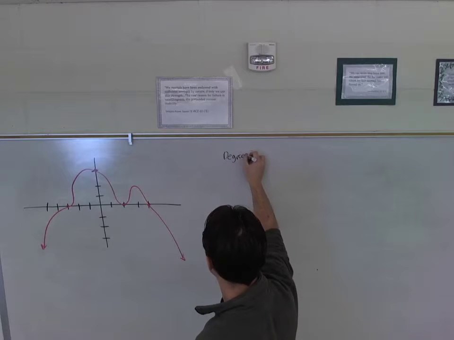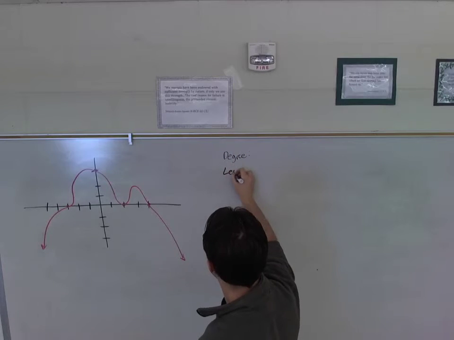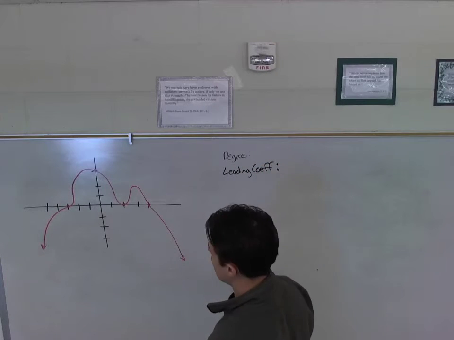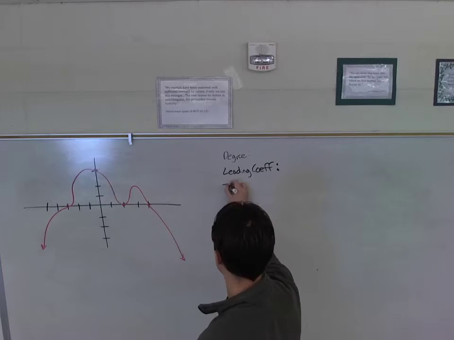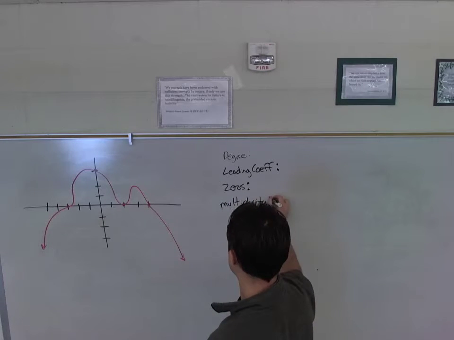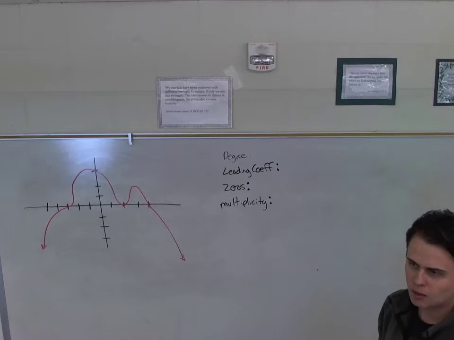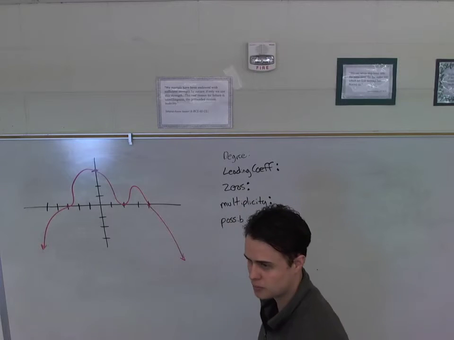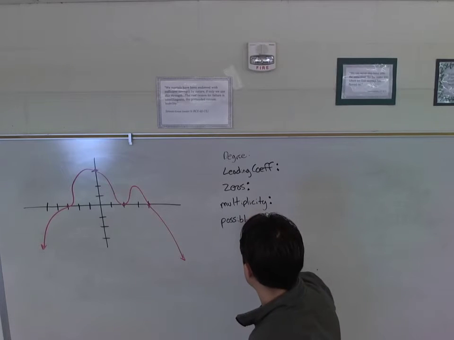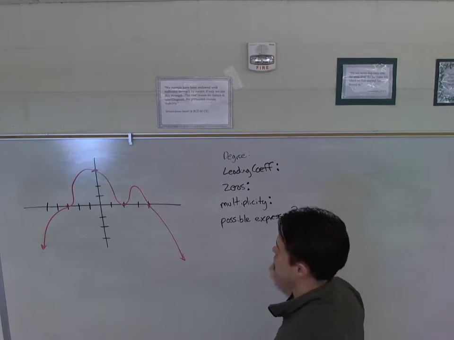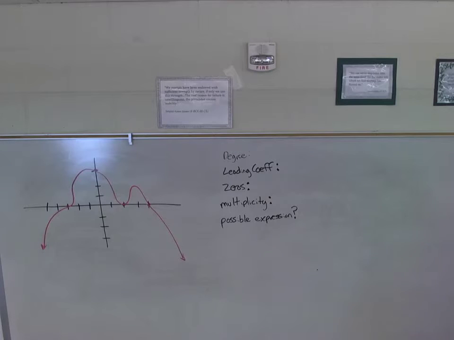They could ask us for the degree. They could ask us about the leading coefficient. They could ask us about the zeros. They could ask us about how many times those zeros happen, which we call multiplicity. And then they could ask us, like you're going to be asked on most of those problems on the worksheet, a possible expression. What is a possible expression? Okay, so let's do all those different things.